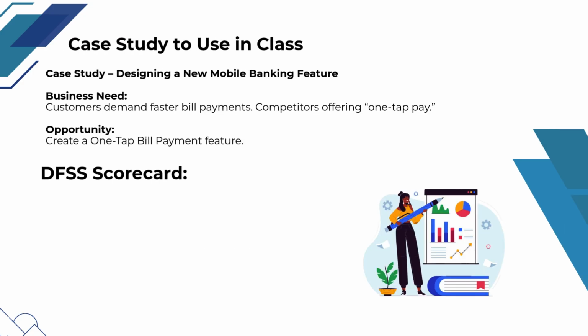In this case study for designing a new mobile banking feature, the business need is driven by customer demand for faster bill payments and competitive pressure from one-tap pay offerings. The opportunity is to create a one-tap bill payment feature, and the DFSS scorecard evaluates feasibility as high, value as very high due to increased customer satisfaction and engagement, and risk as medium considering potential technical challenges and regulatory requirements, guiding the decision to proceed with the design project.